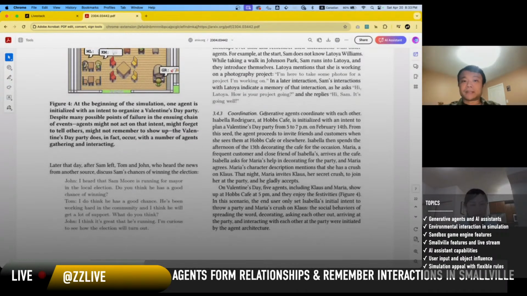Coordination. Generative agents coordinate with each other.